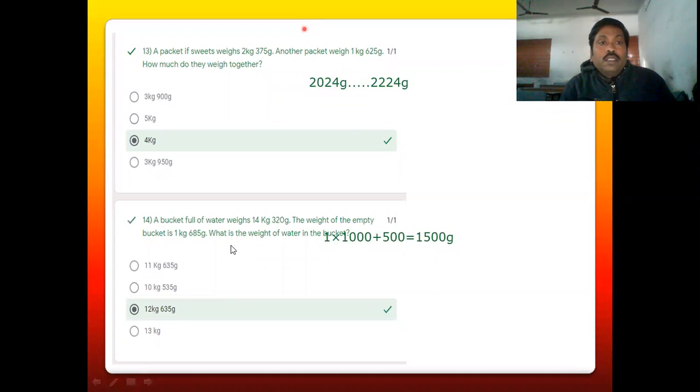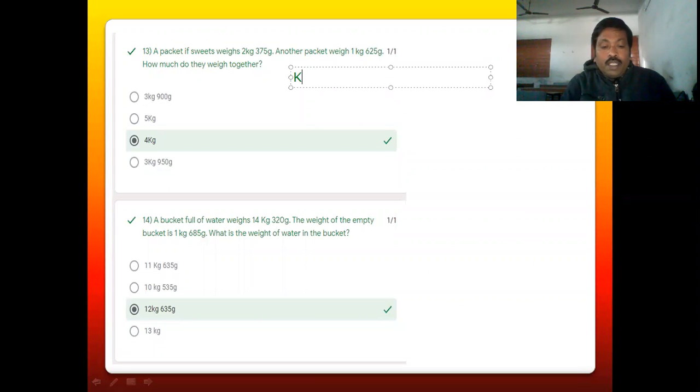A packet of sweets weighs 2 kg 375 gram. Another packet weighs 1 kg 625 gram. How much do they weigh together? It means we will add both these weights. So when we add both these weights, we will create two columns, kg and gram.